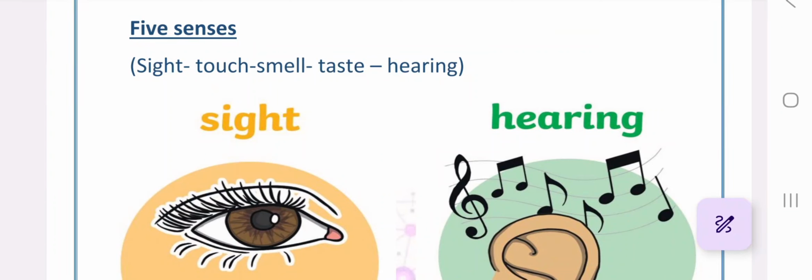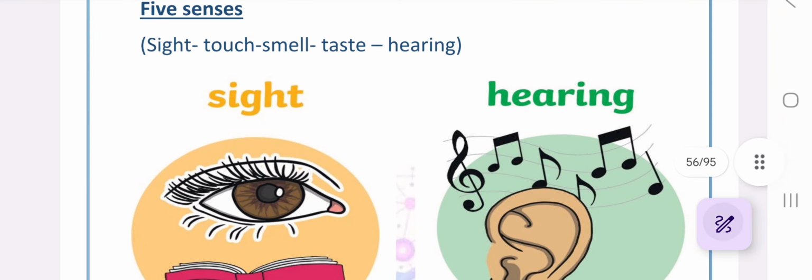Friends, today we are going to explain lesson number 6 and lesson number 7, and they are the last lessons in the first term for year 1. So, listen to me carefully. Today we are going to explain science.